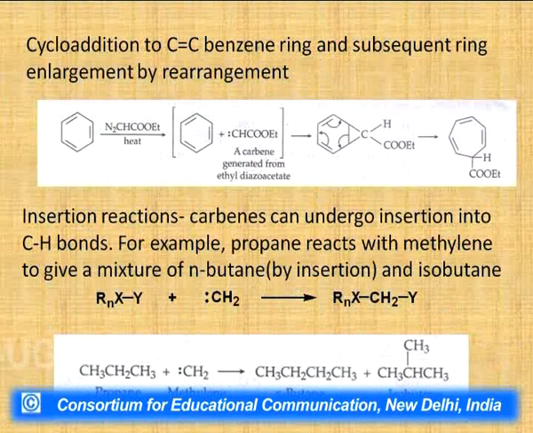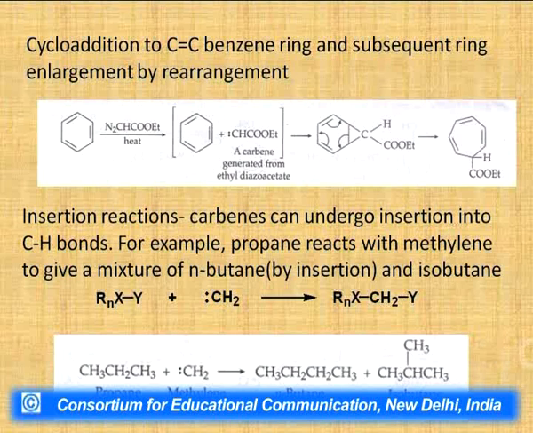Cycloaddition to the carbon-carbon bond of a benzene ring and subsequent ring enlargement by rearrangement: you can see that there is a formation of carbene, and the starting material is a 6-membered ring, you can count the carbons, and after addition of carbene by photolysis there is a ring enlargement and the product is a 7-membered ring.